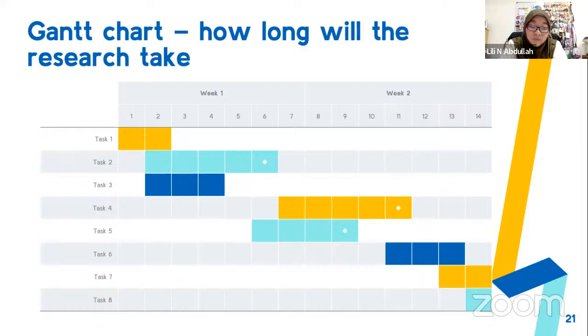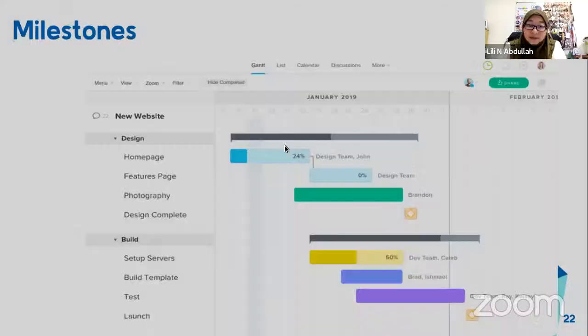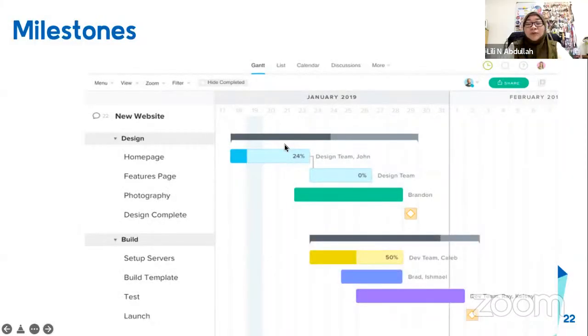Okay, so that is why the Gantt chart is very important. You can provide any other form, but the Gantt chart is the common one where people understand. Most people understand what a Gantt chart is. Then you have milestone as well. Milestone is usually represented by this diamond. The yellow diamond means that this is the date that you need to achieve.